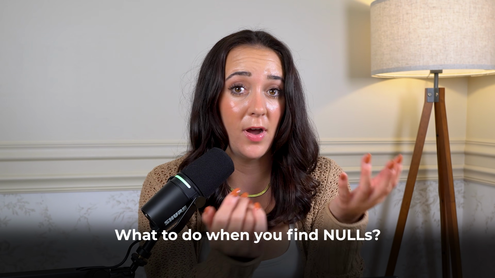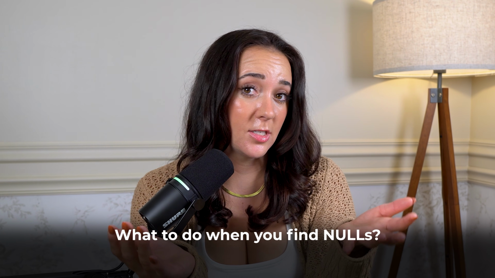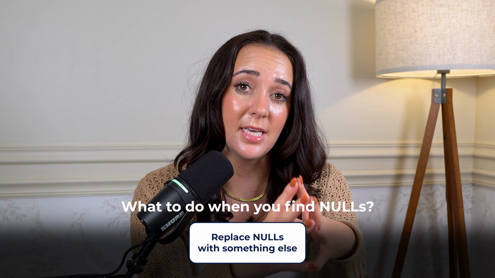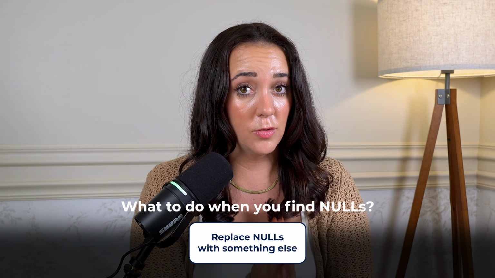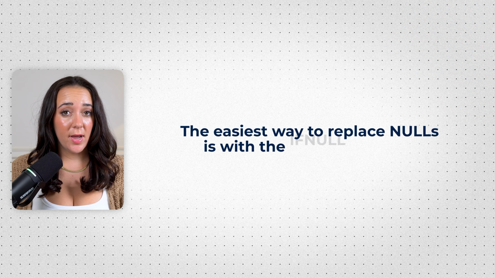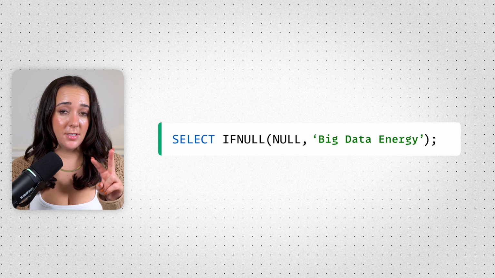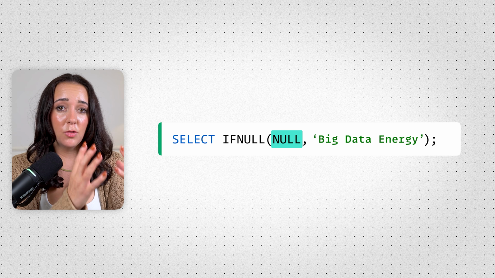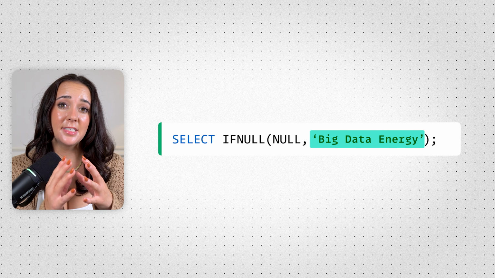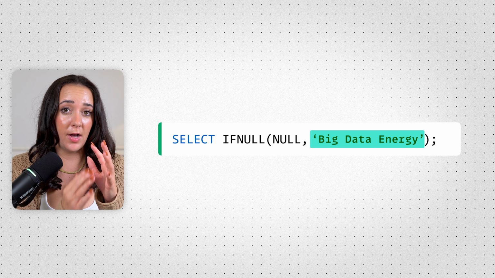So far, we've learned how to identify and count null values, but what the heck are you supposed to do with them when you find them? Sometimes, depending on the business context, it makes sense to replace them with something else and fill in all of those null values. The easiest and most simple way to do it is with the IFNULL function. The IFNULL function takes 2 arguments. The first argument is going to be the thing that you look at to see if it's null. The second is going to be what you're going to use to replace the null value if it is null.